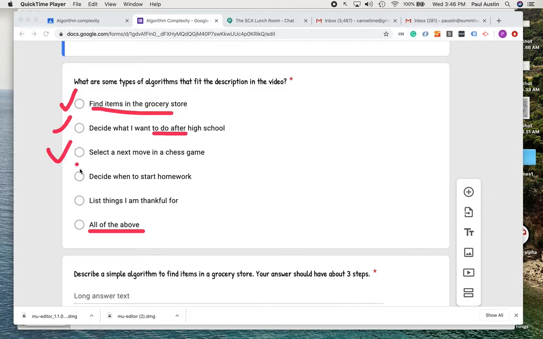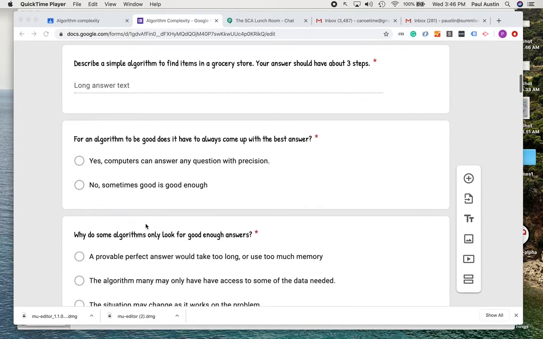So I could continue down this list, but since all of the above is one, we know that's going to be the answer here. So that's the answer. We don't need to dwell on that anymore. Anytime you see all of the above, always make sure to look at a few of them.